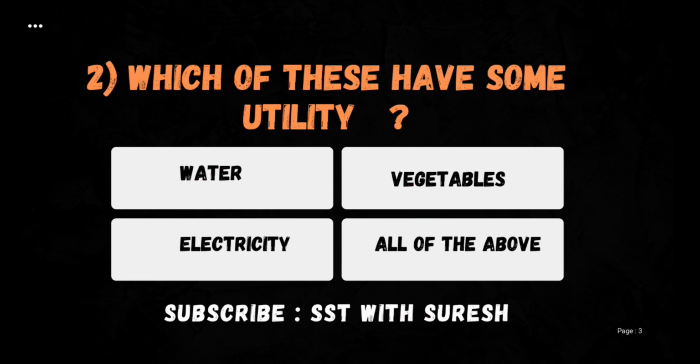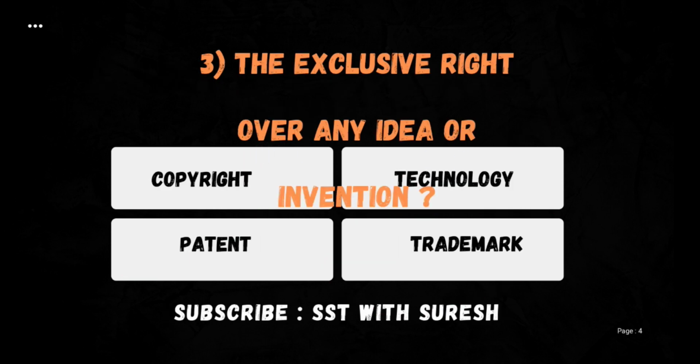Okay, next question, question number 3. Question number 3 asks: the exclusive right over any idea or invention is known as what? The options are: option A, copyright; option B, patent; option C, technology; option D, trademark. The correct answer for question number 3 is option B, patent. The exclusive right over any idea or invention is known as a patent.